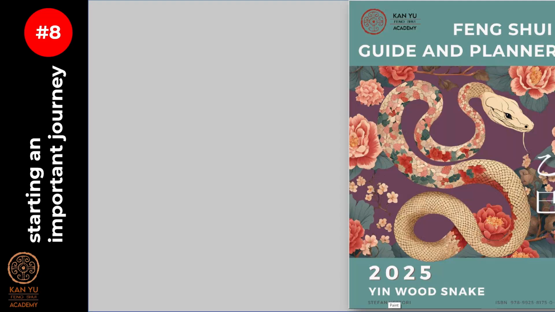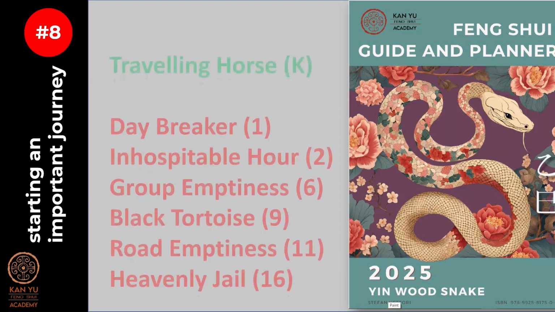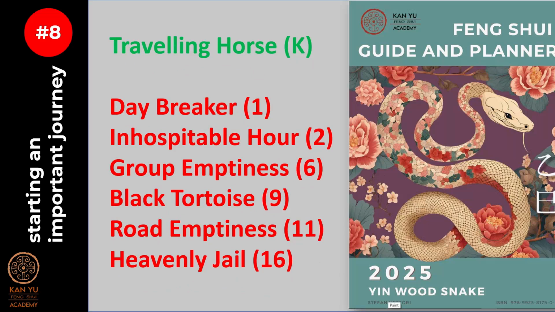Then you look at the time you are leaving your home. Again, if certain negative stars are there, you should consider leaving earlier, just to be sure. Look at the list of those stars. The most favorable is the traveling horse, which is particularly good for starting journeys, transfers, holidays. Then we have the unfavorable ones. The daybreaker can lead to delays, obstructions, slowdowns, cancellations, and failures. Inhospitable hour should be avoided too.